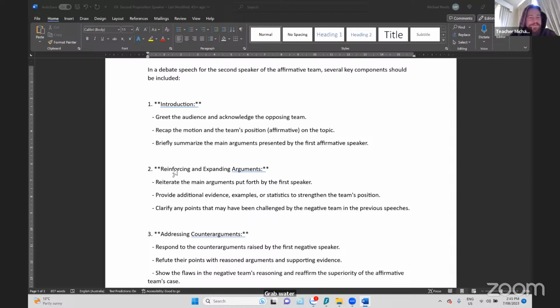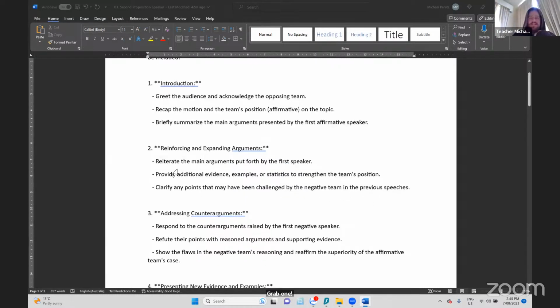Okay, so the next thing we want to do is reinforce and expand our arguments. We want to remind the audience of the main arguments put forth by the first speaker. We want to provide additional evidence, examples, or statistics to strengthen the team's position. And we want to clarify any points that may have been challenged by the negative team in the previous speeches. So during the rebuttal of the negative team, we want to clarify any points that they may have challenged to keep our argument as strong as possible.